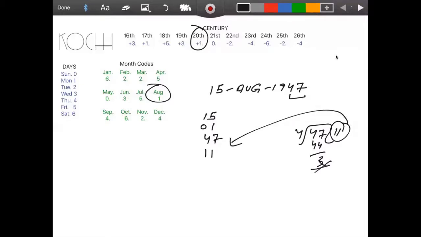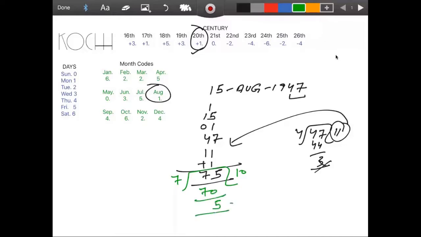Now, this is not a leap year, but this is in the 20th century, so we also need to add 1 before dividing by 7. So let's add it. 5 plus 6, 7, 14, and 15. So this is 75. And what was the last step? Dividing by 7. So 7 into 10 is 70. Remainder is 5. 5 was Friday, right?